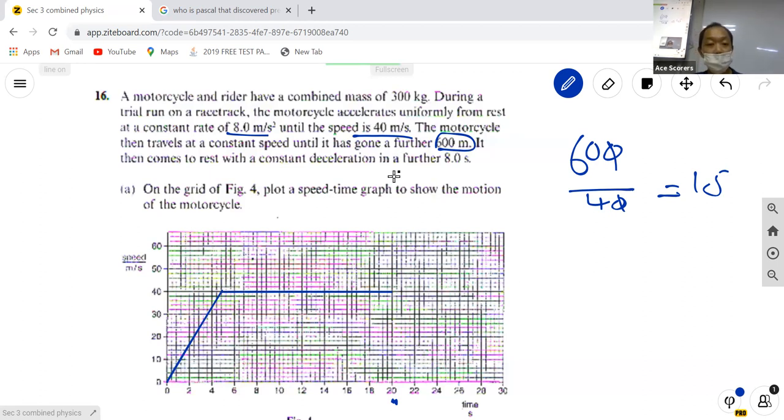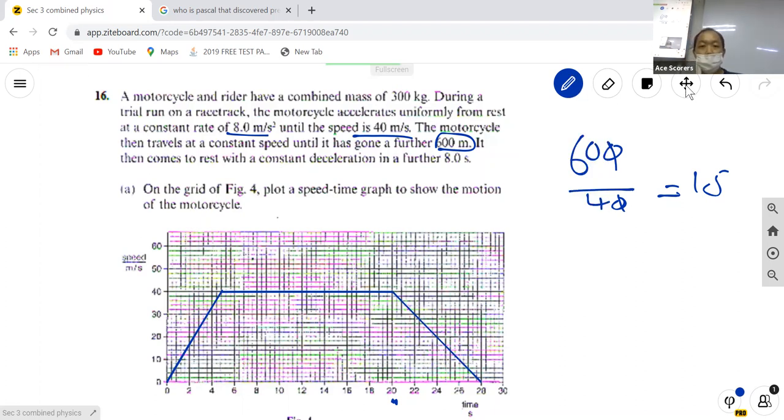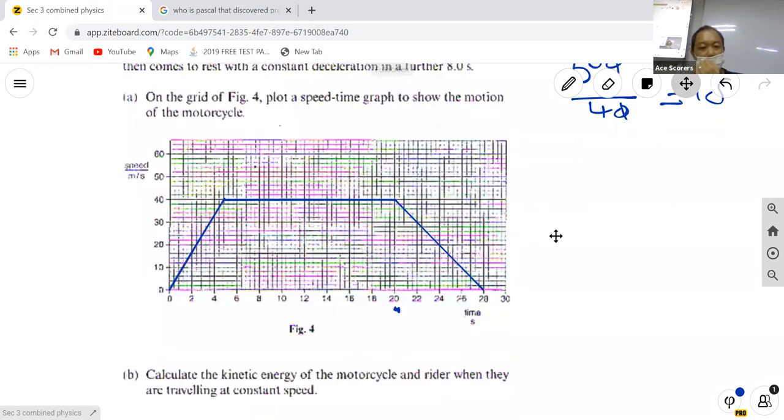Then it comes to a rest, the constant deceleration in the further 8 seconds. So 20 to 28, deceleration. That's it. Okay, so that's how we do this.